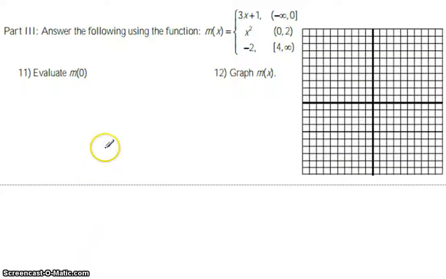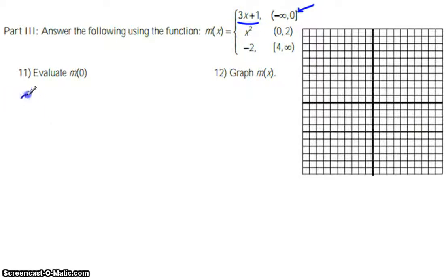Okay, and then this is the one from the review. First, to evaluate m of 0, I do not plug 0 in for all 3 of these. I only plug it in for the one that 0 is included. Right here is my bracket that is included, so I'm going to use this equation. So I will have 3 times 0 plus 1. 3 times 0 is 0 plus 1. I'm going to get 1. M of 0 equals 1.